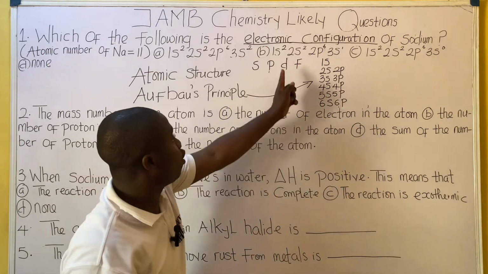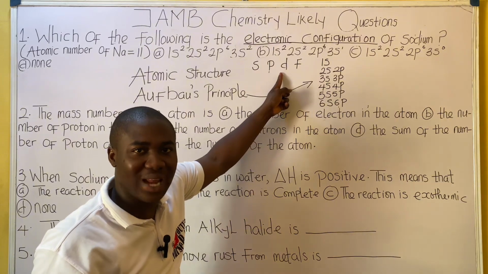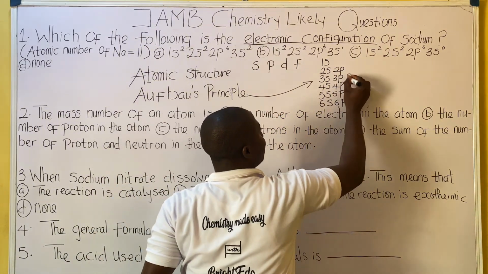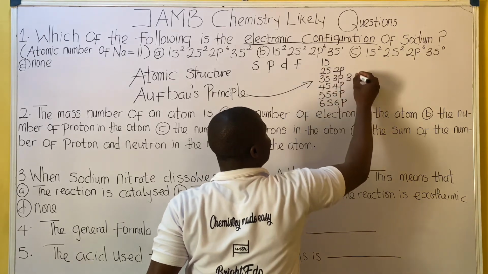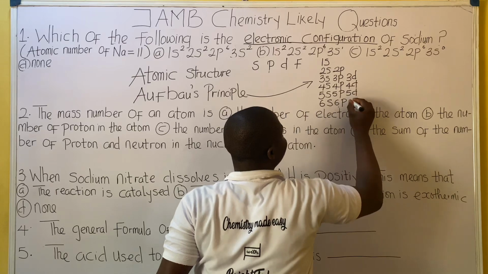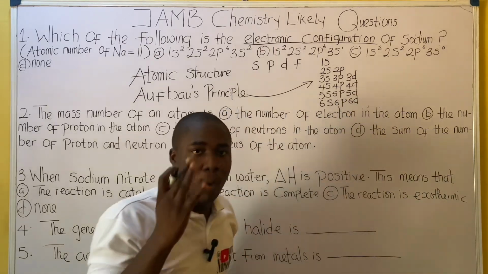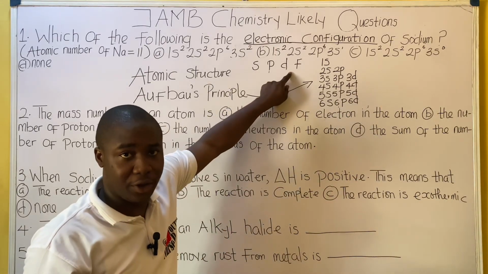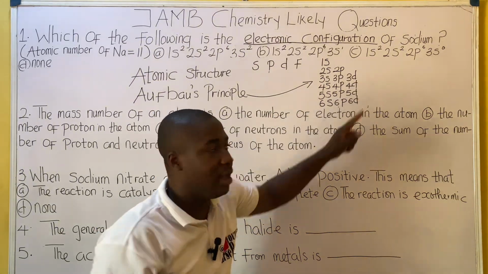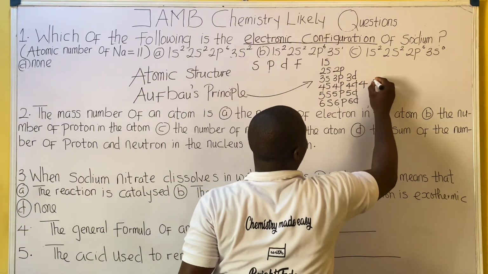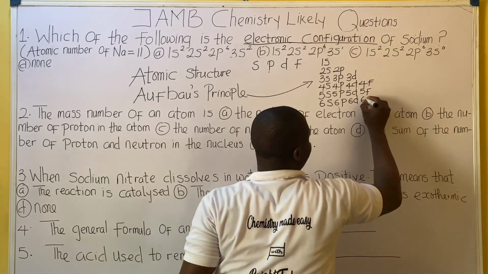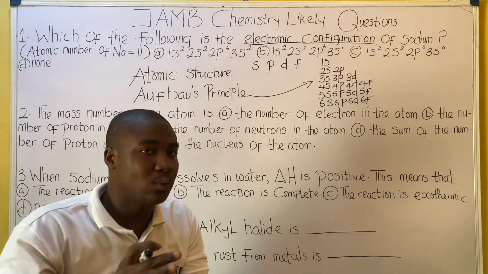Going over to the d orbital, what should I do next? Simple. I will skip these two and come here. So it's going to be 3d, 4d, 5d, and 6d. Moving further to the f orbital, for me to write the f orbital, I'm going to skip this and come here. So it's going to be 4f, 5f, and 6f. That was what the man was trying to do.